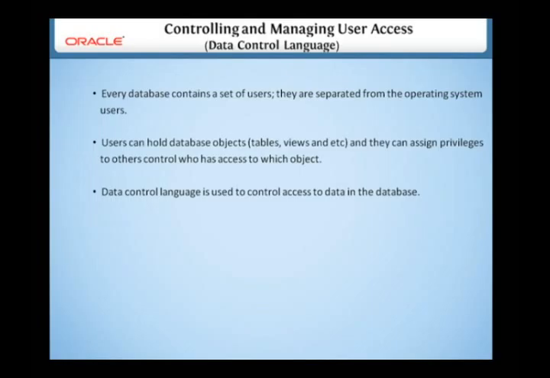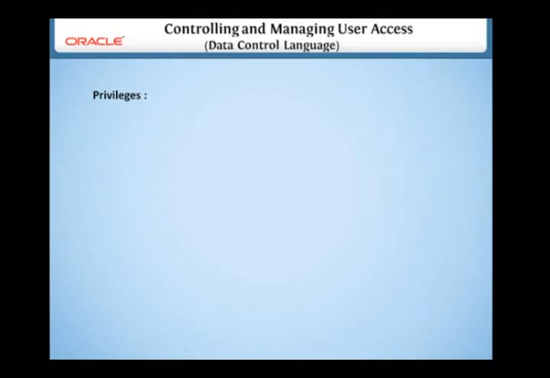Here we will see the data control commands. They are grant and revoke. These two commands are used to give and revoke permissions to the user to access the data in a database. Before we learn in detail about these two commands, we will see some of the privileges.